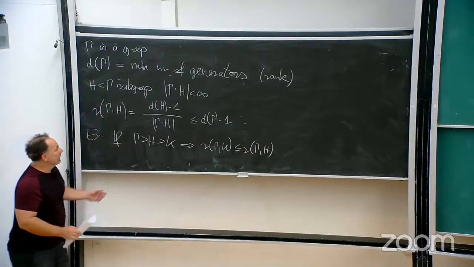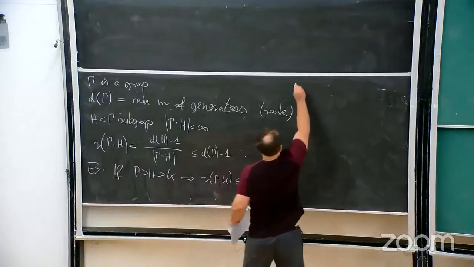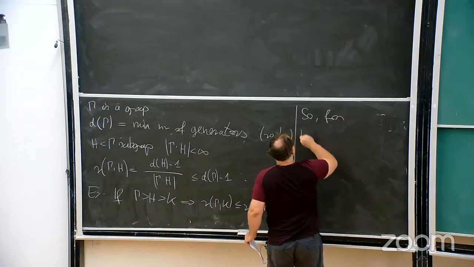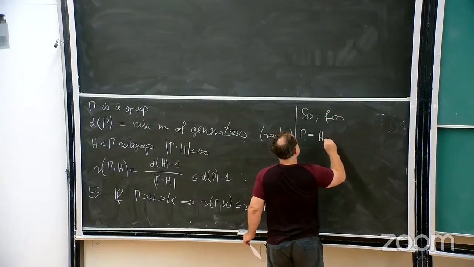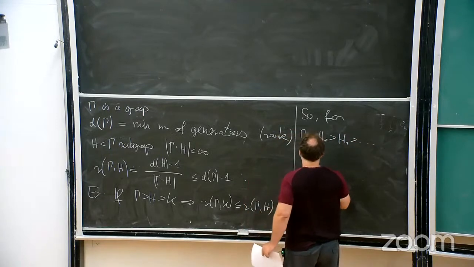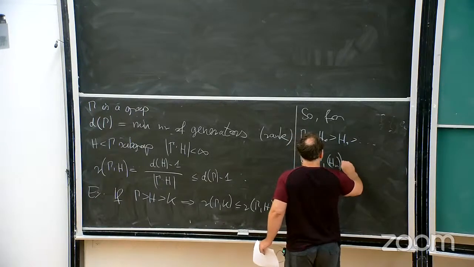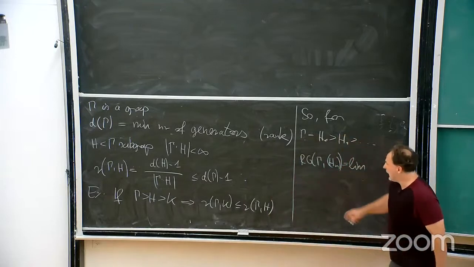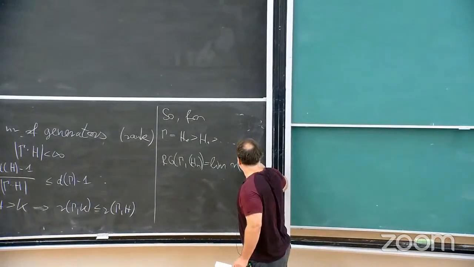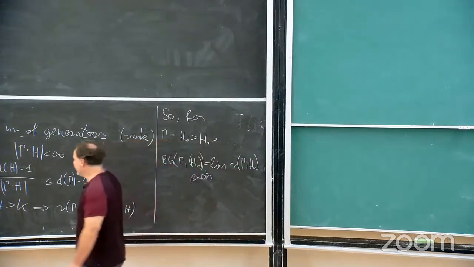So in particular, when you take a descending chain of finite index subgroups, so Γ equals H0, H1, etc., all of them finite index, the rank gradient of Γ with respect to Hn, which is the limit of these R(Γ, Hn), exists, because it's a monotonically decreasing sequence.